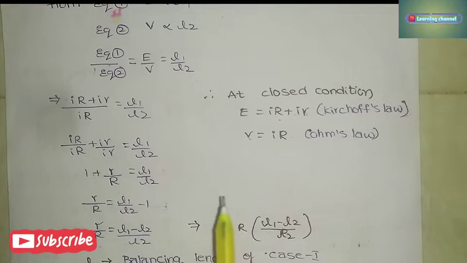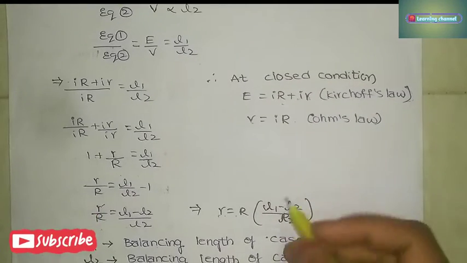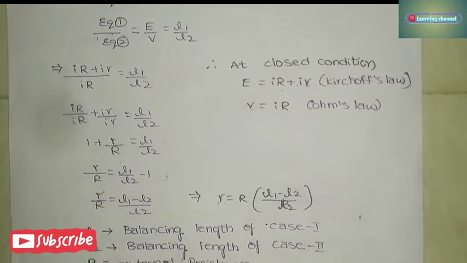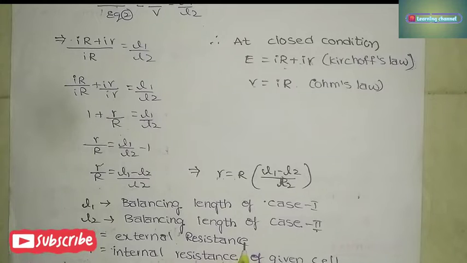And we want the internal resistance, the small r. It is dividing, so when it goes to the other side it becomes capital R. So r is equal to R times (L1 minus L2) by L2. Here L1 is the balancing length of case 1, L2 is the balancing length of case 2, R is the external resistance, that is the bulb which we have supplied, and r is the internal resistance of the given cell.